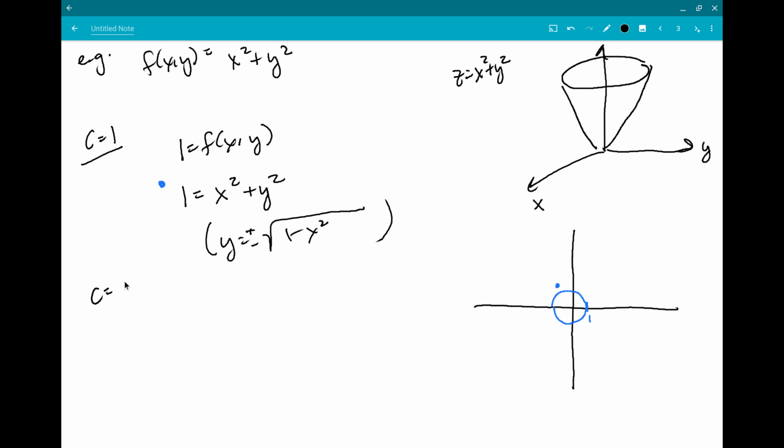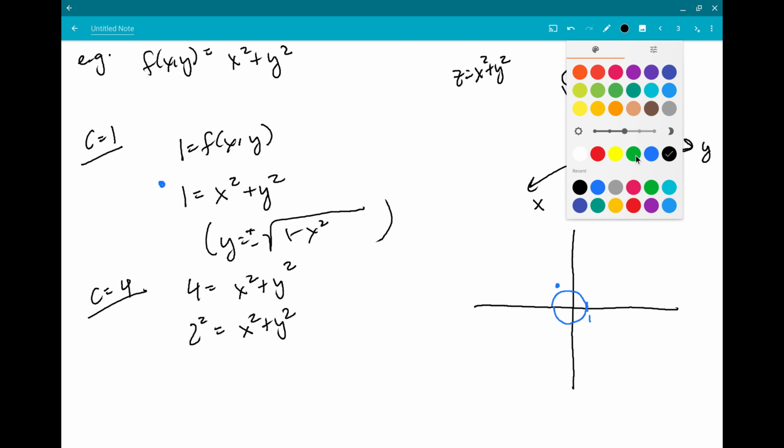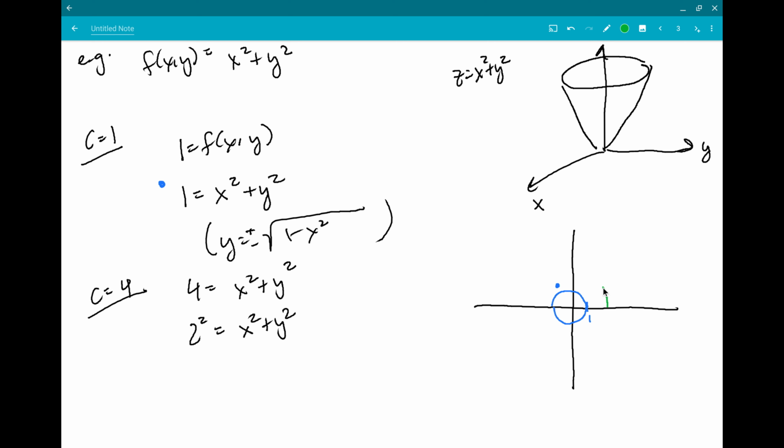Then I say, okay, that went fine. I guess I'll pick c equals 4. 4 equals x squared plus y squared. That tells me 2 squared equals x squared plus y squared. And so now I'm going to have a circle with radius 2. We're just going to pretend I can draw centered circles for a little bit. And I will mark that with a square shape for anyone who can't see colors.